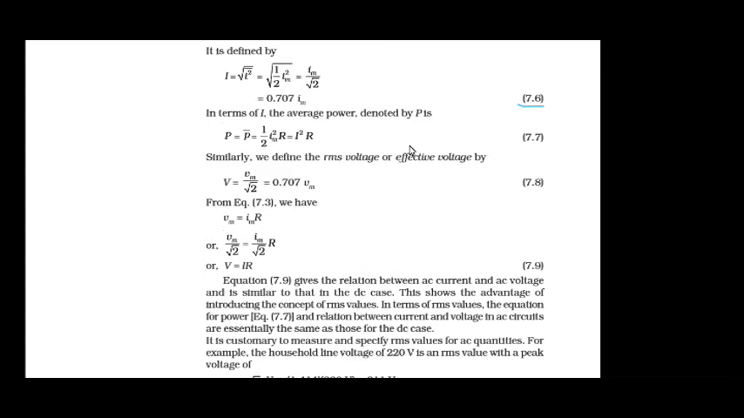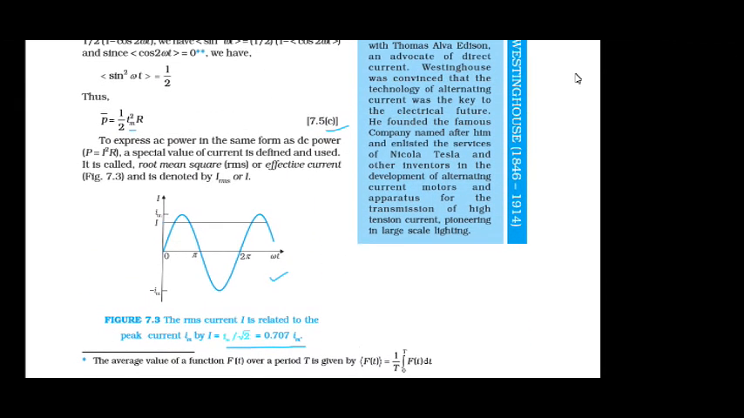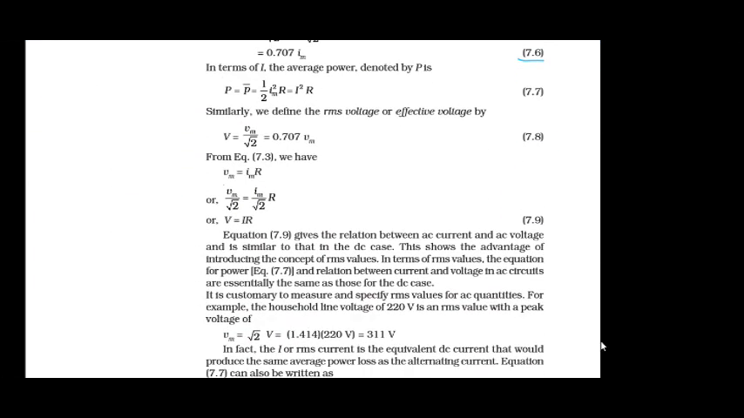In terms of I, the average power denoted by P, P mean is equal to half Im square R. We have already found this value in 7.5c. Let us see the equation again. P mean is equal to half Im square R, which can be written as I square R.